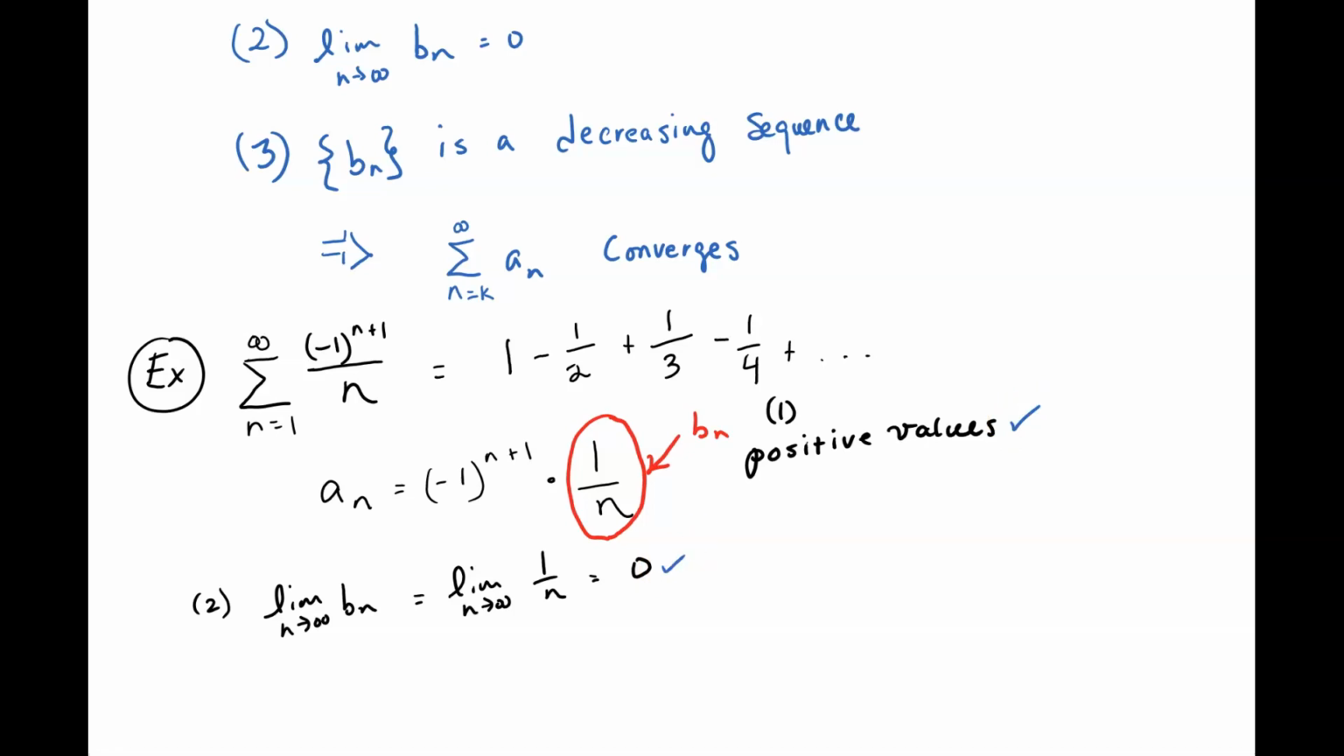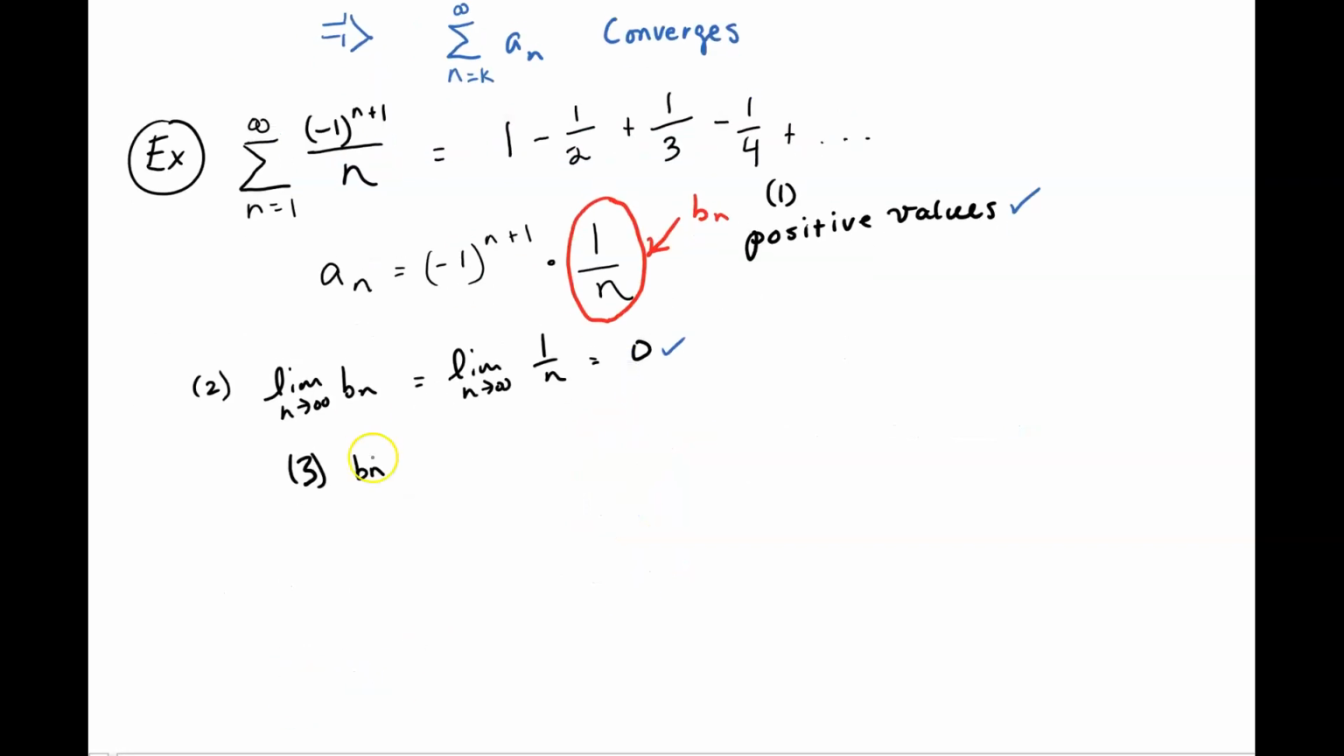Now we check the third and final condition, which is that b sub n is a decreasing sequence. And that is actually true. Think about it: we had 1 followed by 1/2 followed by 1/3 followed by 1/4. So yes, they're getting smaller and smaller. This condition is met. It is decreasing.